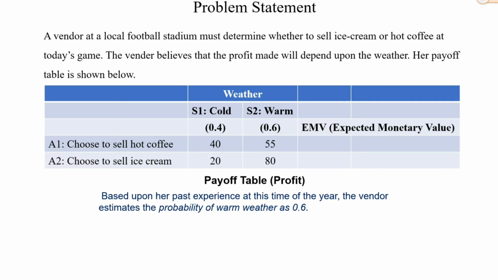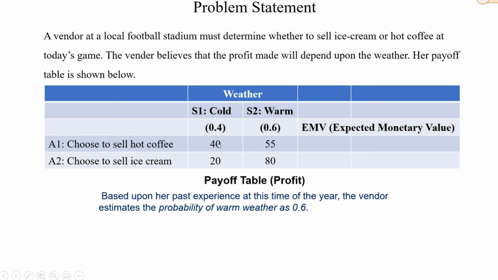So her payoff table is shown below. Rows represent two possible actions, alternatives. Two columns represent two weather conditions, two states of nature. 0.4 and 0.6 are the probabilities of these two conditions.